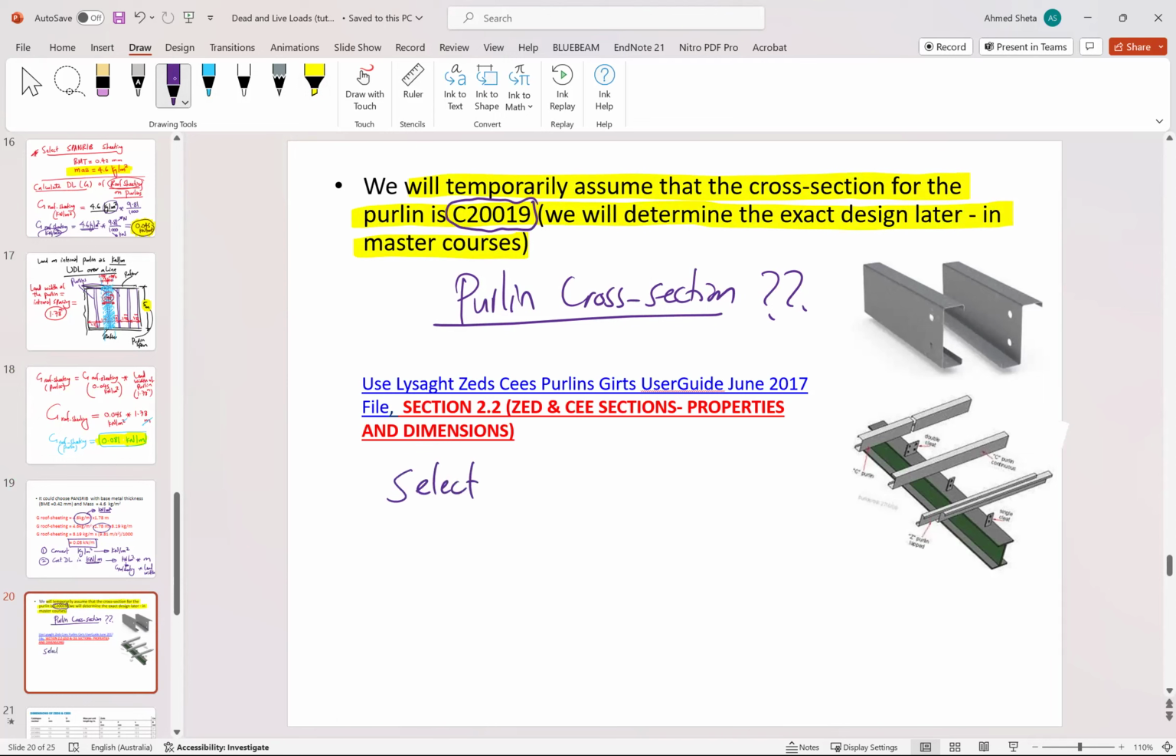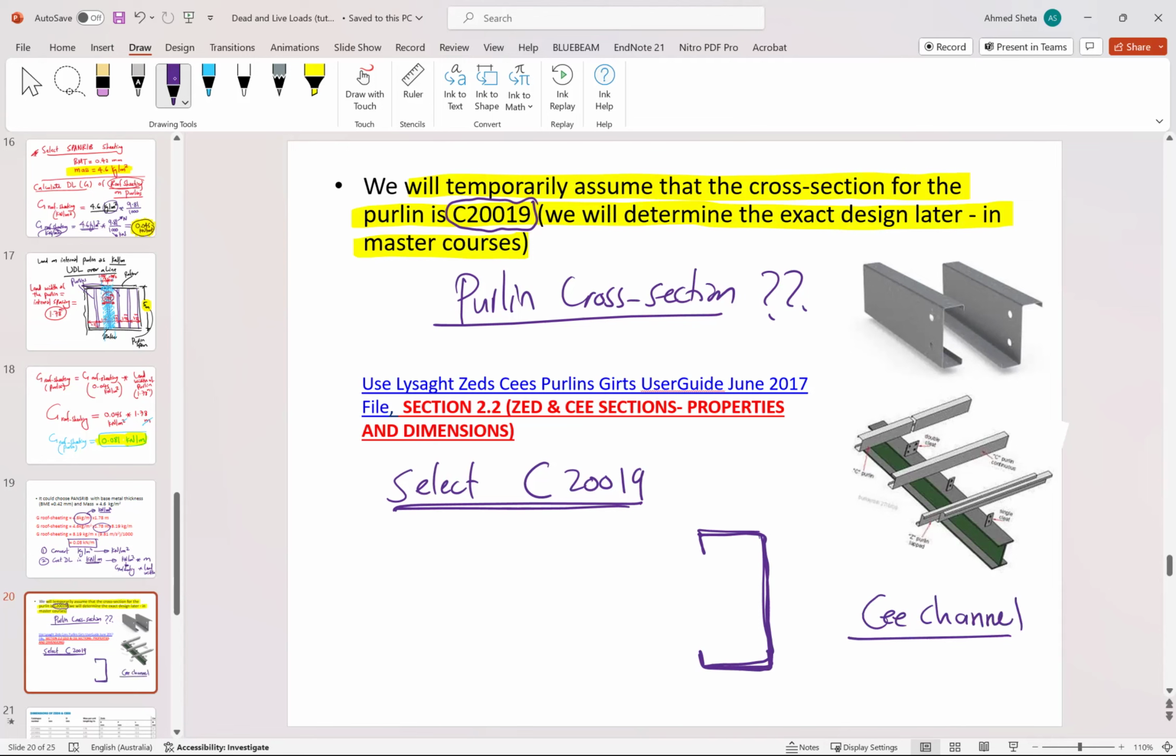select C219 as our Purlin. So the Purlin name or numbering is C, meaning we have a C channel or C section. The height of the Purlin is 200, so the first three digits are the height, and 19 is the thickness, but thickness multiplied by 10. So how much is the thickness of this Purlin? The thickness of this Purlin is very small, and it is 1.9 millimeter. So the height is 200, and the thickness is 1.9 millimeter.